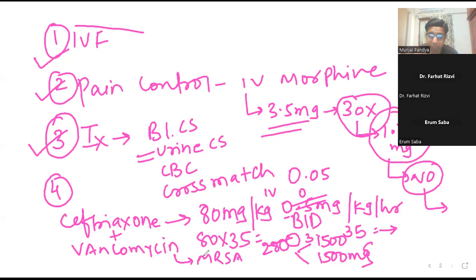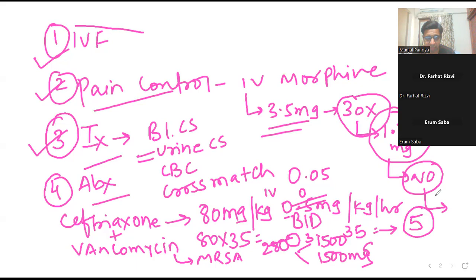So antibiotic, fourth is antibiotic. What else will you give to this patient, or is management all done? IV fluid, pain control, investigation, antibiotic, it's all done? Yes, sir. I think that's it.